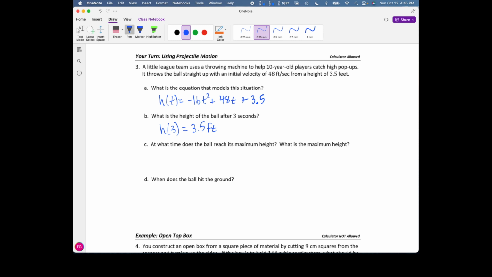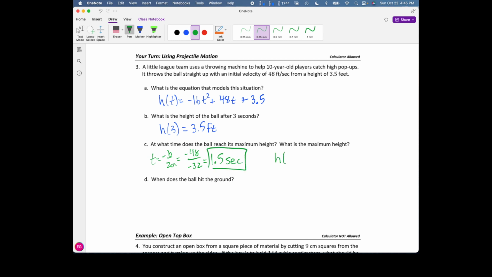Okay, so we're starting to use the calculator to help us do this math. At what time does it reach its maximum height? So we're going to do t equals negative b over 2a. So that's going to be negative 48 over a negative 32, which I think is 1.5 seconds, but you'll have a calculator for this question, so you would be able to confirm that.